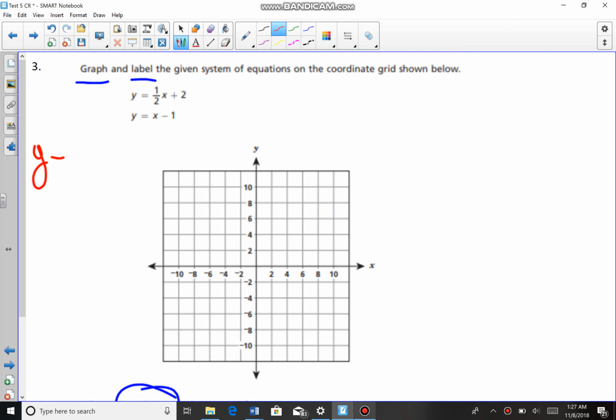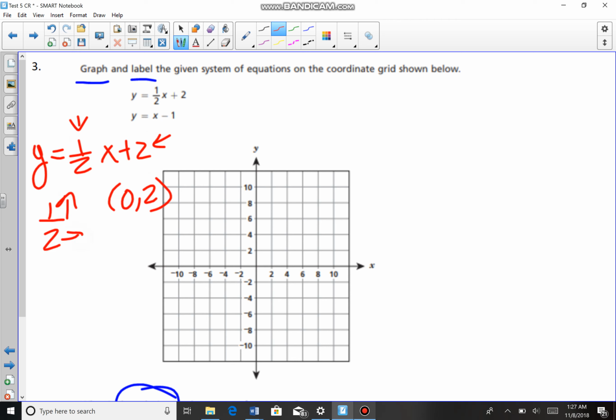So if I look at the first equation, I know that I can use my slope and my y-intercept to graph. My y-intercept is always a free point of (0, 2). And my slope, I can use rise over run, which tells me to go up 1 and over 2. So if I go to my graph and I go to (0, 2), I can go up 1 and over 2, up 1 and over 2. And these would be my points.